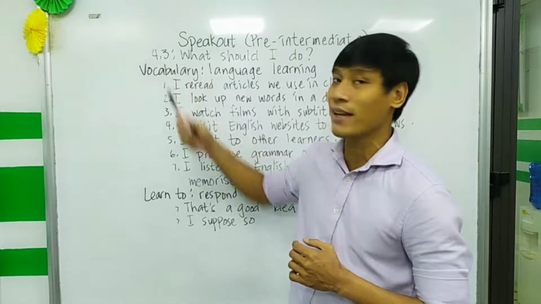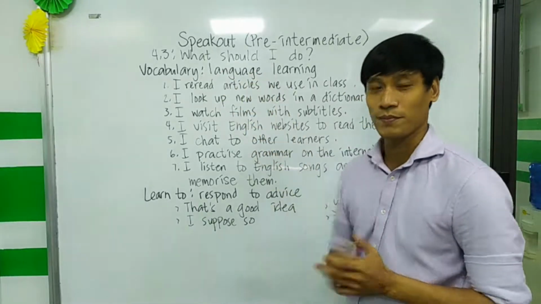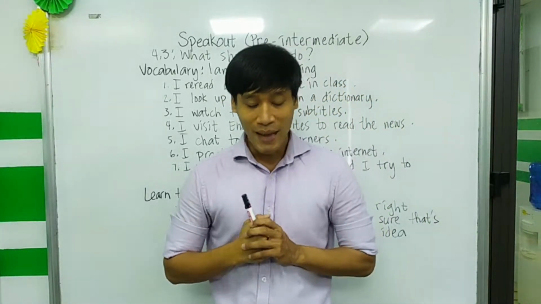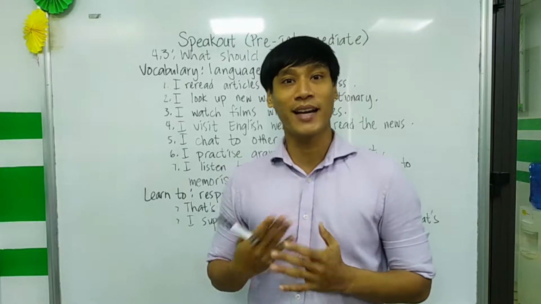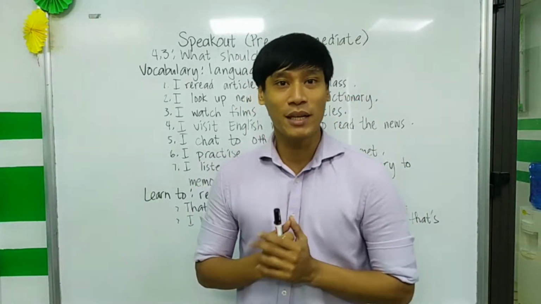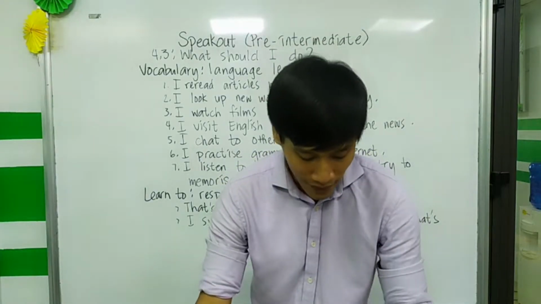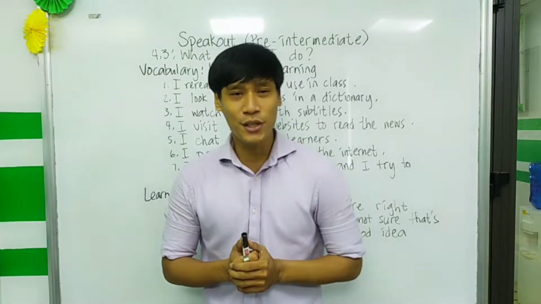It is 4.3 and the title for this chapter is What Should I Do? Okay, what should I do? It's about a chapter for giving advice. Right, so if you have your book with you, you can open it up and try to follow us with today's review. Okay, so you can open on page 42.